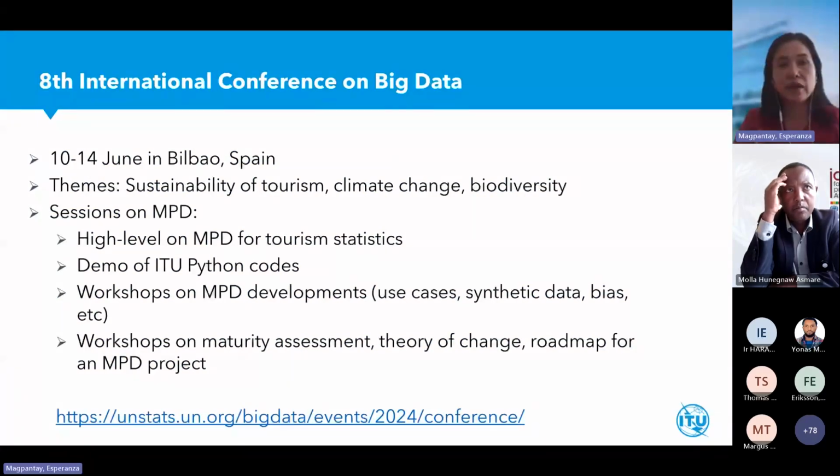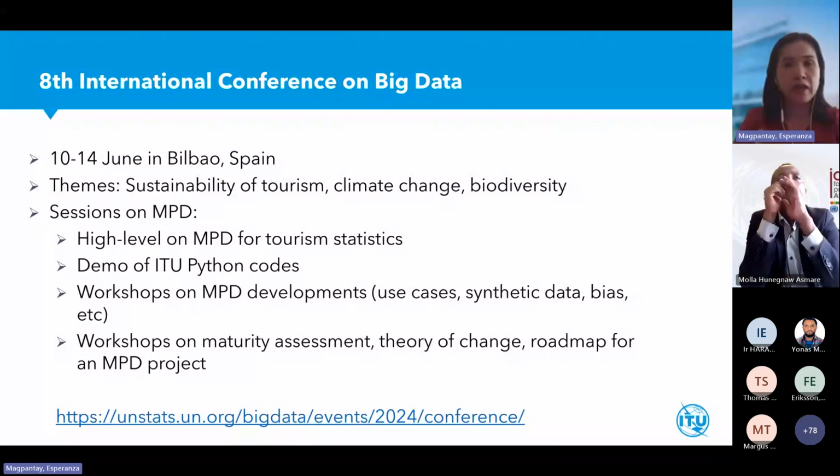If you're not yet registered, I invite you to go to the website of the conference. This is organized by the UN Statistics Division and supported by different agencies, including the ITU. The topic this year is sustainable tourism, climate change, and biodiversity. But there are several sessions that will be staged in the conference, including a demo of the ITU Python codes, high-level sessions on MPD for tourism, workshops on MPD latest developments, and the maturity matrix, theory of change, and roadmap for the MPD project that is related to the ITU World Bank collaboration.